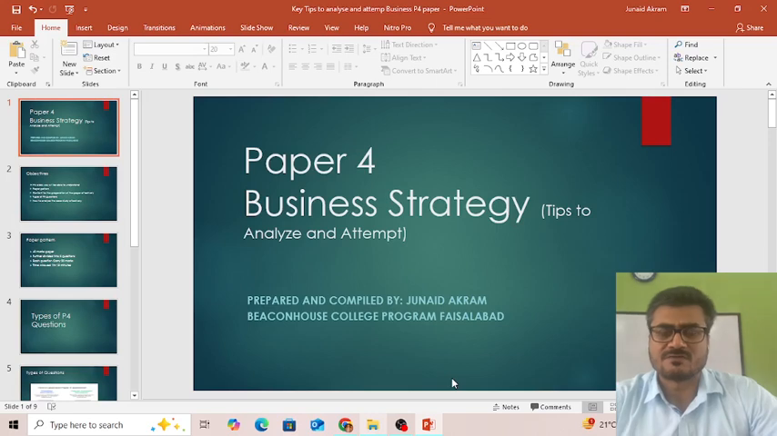Why? Because of lack of planning, lack of analyzing the data, and lack of information about how to attempt the paper, and obviously the structure is a bit different as compared to previous papers in which 8 and 12 marks questions were being assessed. But in this particular paper the pattern is a bit different, and the marks allocated to assessment objectives are also different.